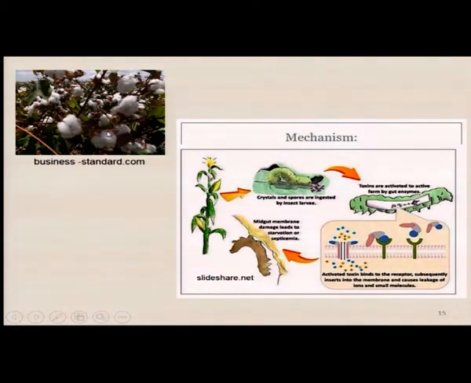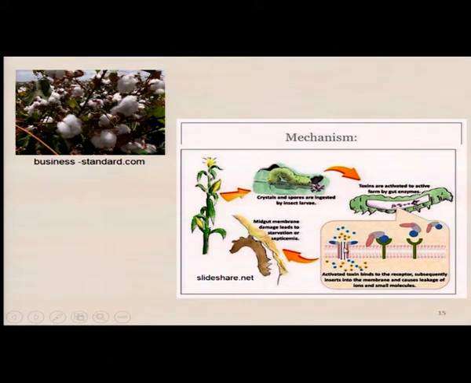So this is the bollworm which we are talking about. What happens is that this is a Bt resistant plant. The crystal and spores are ingested when the caterpillar feeds on the leaves. The crystal and the spores get ingested by the larvae. These toxins are now activated in the gut by the gut enzymes. So what will happen? The activated toxin will bind to the receptor. Subsequently, it will insert into the membrane and cause leakage of the ions.